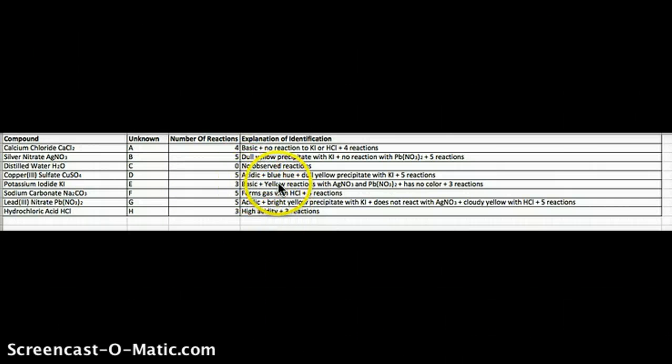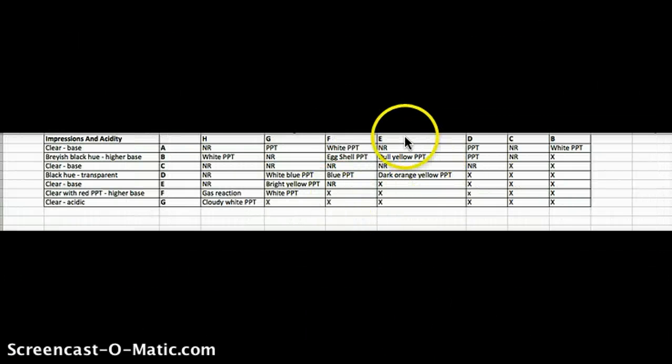Unknown E was potassium iodide because it is basic. It formed yellow reactions with silver nitrate as well as lead nitrate. It has no color and formed 3 reactions. Unknown E is potassium iodide because it created a yellow precipitate when combined with unknown B, as well as when combined with unknown D.